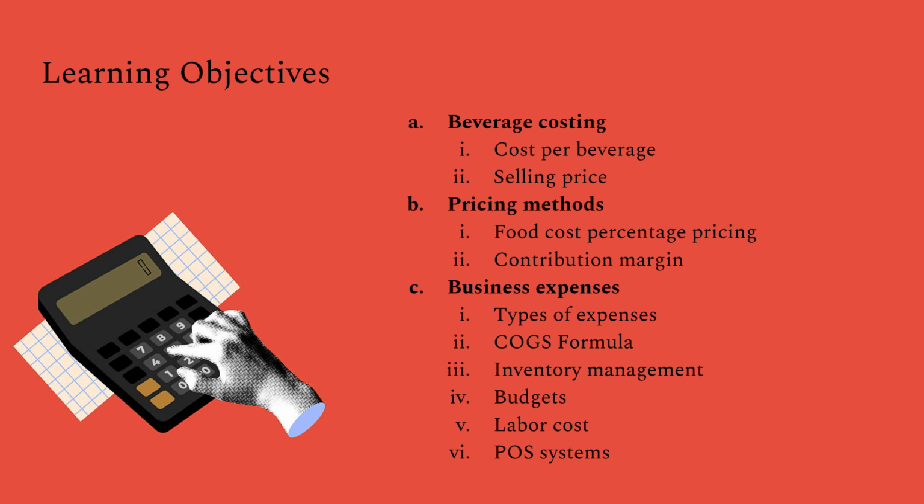And then from there, we're going to conclude talking about a lot of the different business expenses that we see in food service operations. So, the types of expenses, the COGS formula, which is cost of goods sold, which primarily refers to food and beverage. But the formula is essentially the same for everything else that the business experiences if you wanted to represent that as a percentage of its sales. And then we'll talk about inventory management, budgets, labor cost, and then conclude by introducing the POS system, which in this day and age is our lifesaver, is our lifeline, our complete support of food service operations.